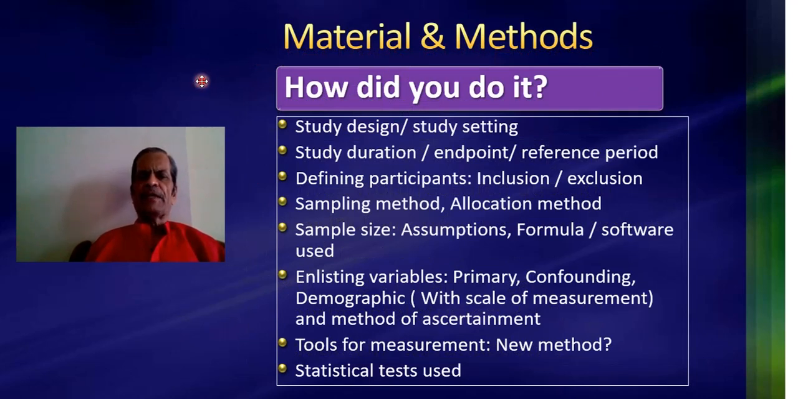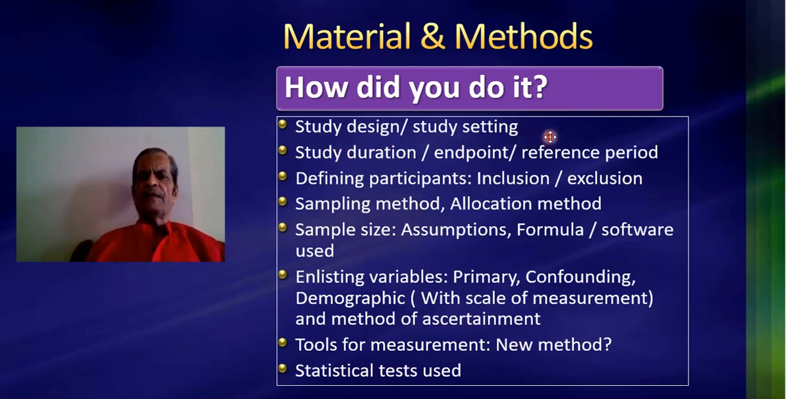Next comes the material and methods. Material and methods mention briefly how you did it, how you undertook the study. So the first thing is the mention of the study design and study setting. If it is a clinical trial, mention that it is a clinical trial. If it is a cross-sectional study, mention that it was a cross-sectional study.